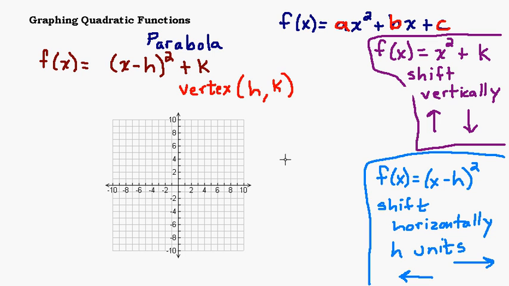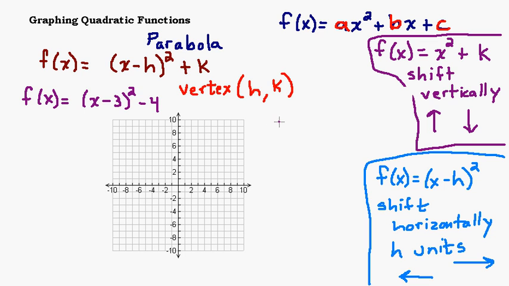Alright, so let's say we have an equation, f of x equals (x minus 3) quantity squared minus 4. So the first thing you want to do is realize that this is a parabola.